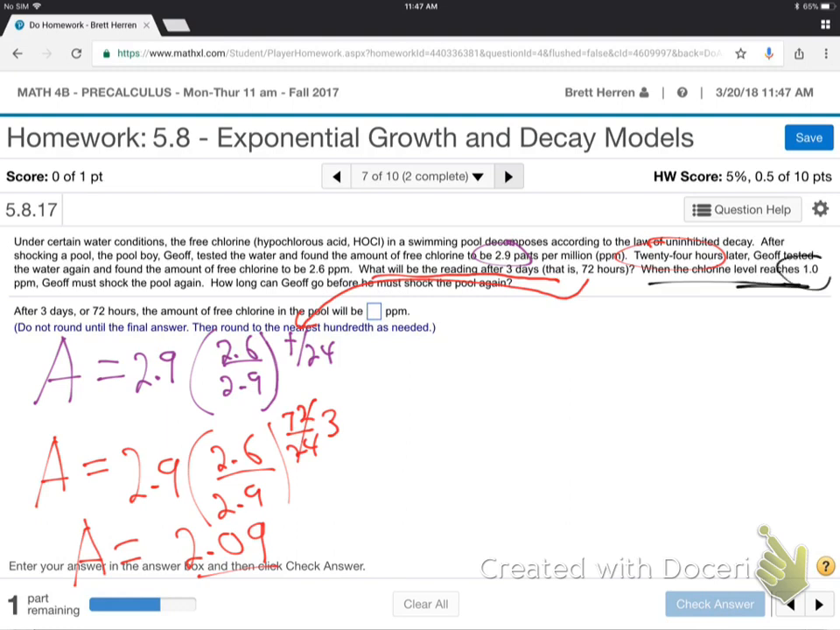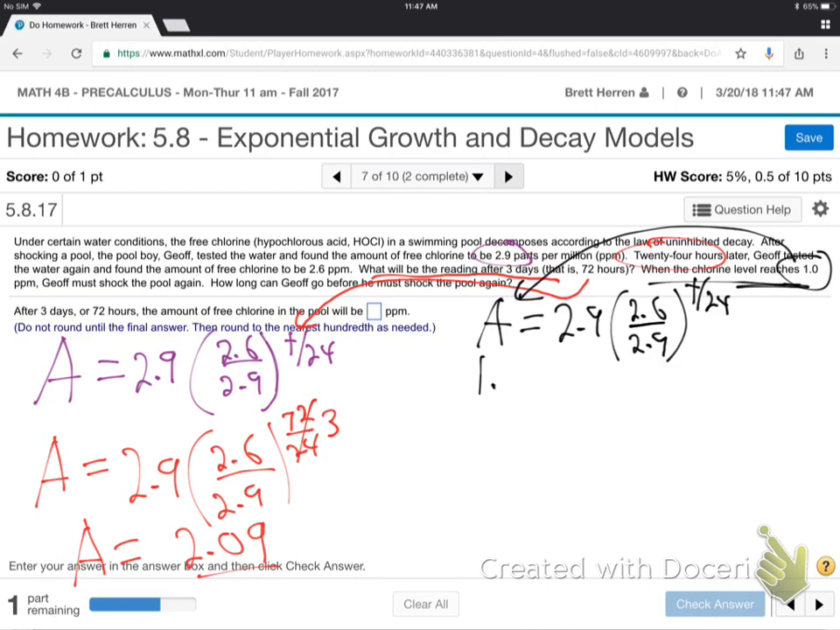And then the second part says, when's it going to reach 1.0? So if they just let it go, when's it going to reach 1.0? We make A equal 1. So we just restart again. Same formula: A equals 2.9 times 2.6 over 2.9 to the T over 24. This time make A equal 1.0. So 1.0 equals 2.9 times 2.6 over 2.9 to the T over 24. All right, can you solve that for T? This is T over 24 here. What do we do there to solve for T?